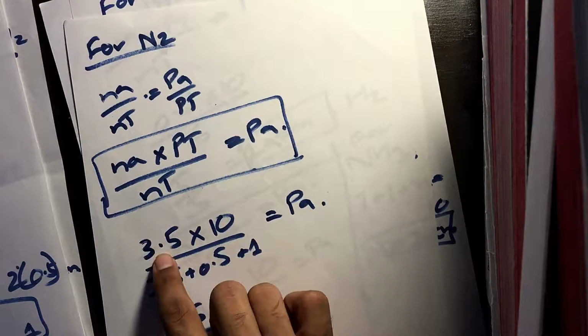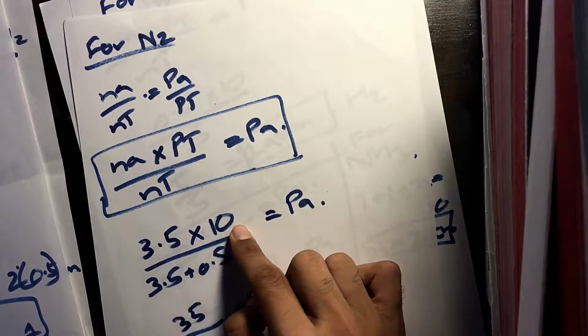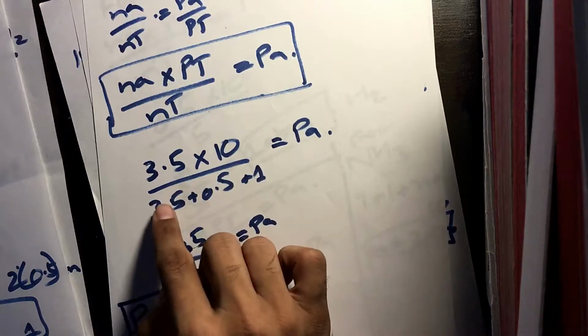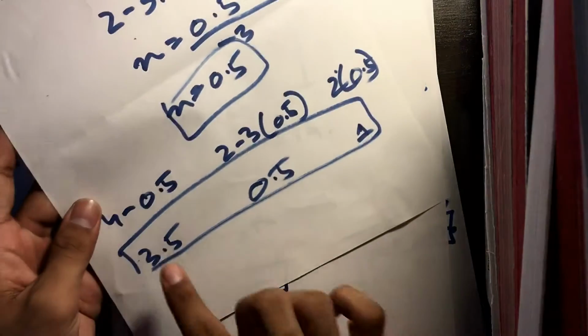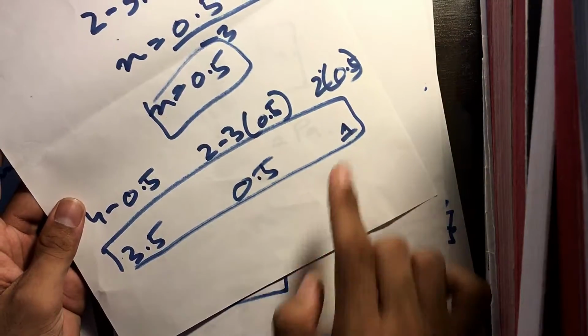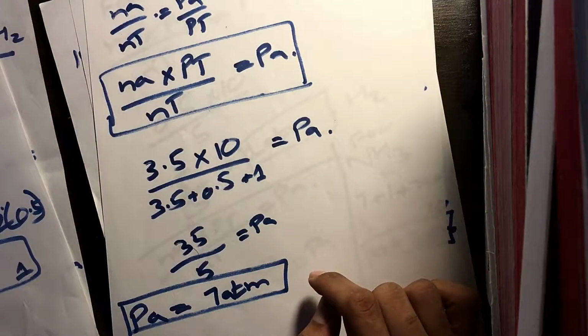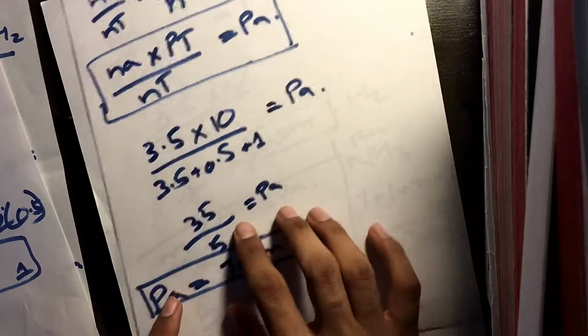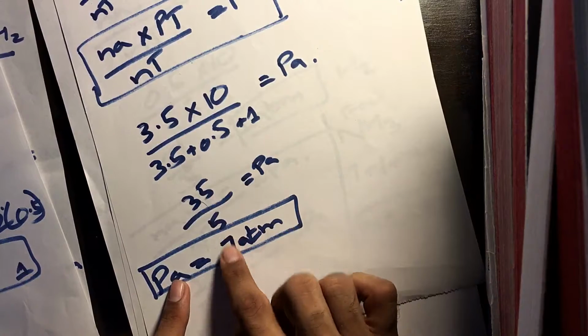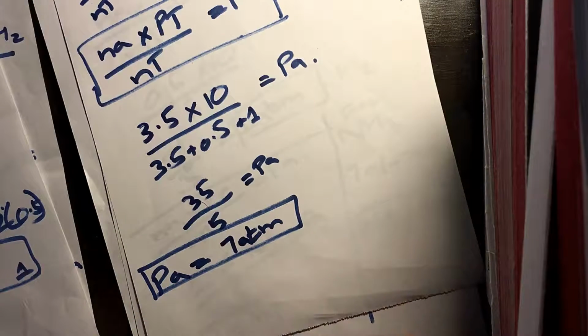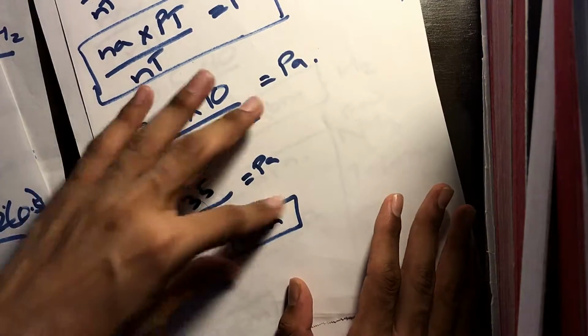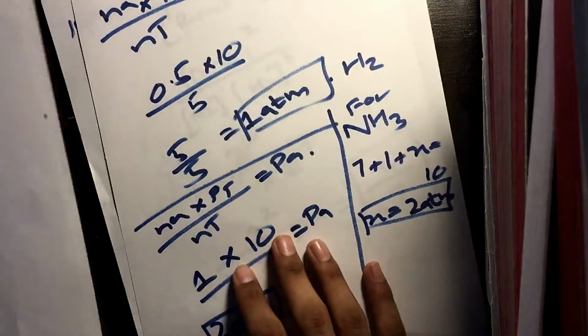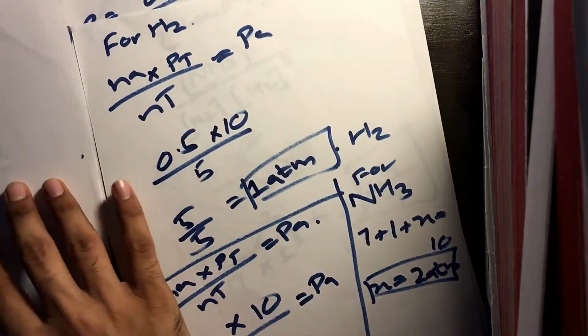We have the number of moles at equilibrium. We have the total pressure. We'll have the total number of moles that we had at equilibrium: 3.5 plus 0.5 plus 1. It makes it 5. So it becomes 35 over 5. That is 7 atmosphere. In the equation, we already know that the total pressure is 10 atmosphere. 7 is already covered.